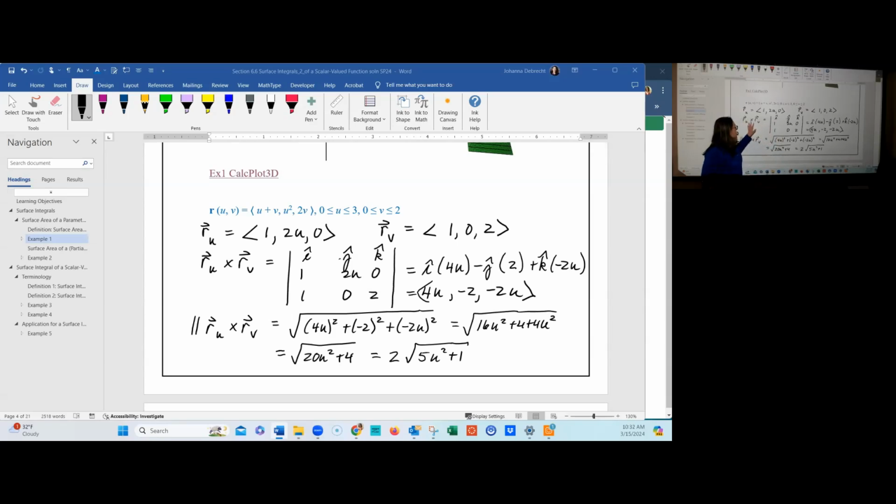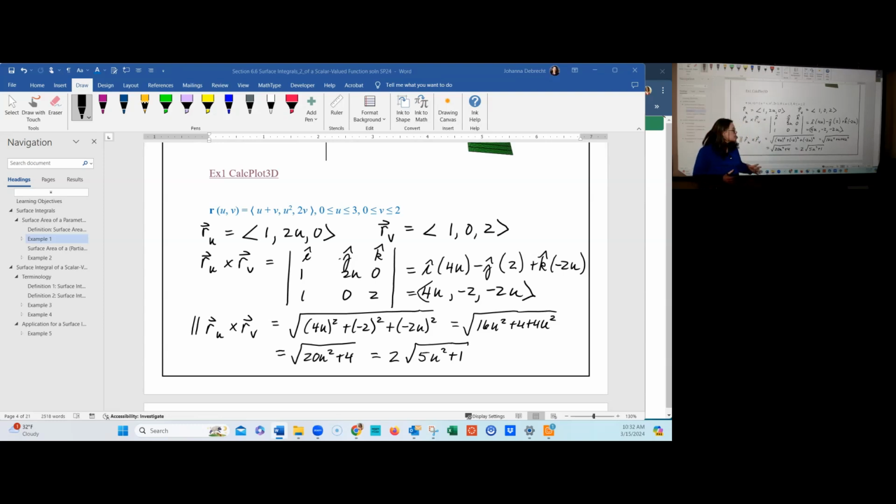When we find the partial of r with respect to u crossed with the partial of r with respect to v, we end up getting 4u, -2, -2u. Again, you're marking out column 1 and row 1, and the 2 by 2 determinant is 4u minus 0 for the first component, then minus j hat times 2 minus 0, so minus 2j hat. And then k hat is 0 minus 2u, so minus 2u in the k hat.